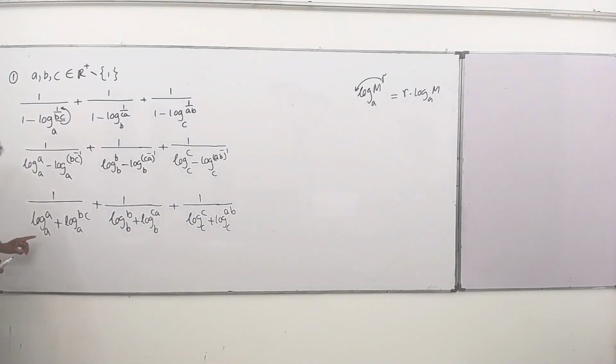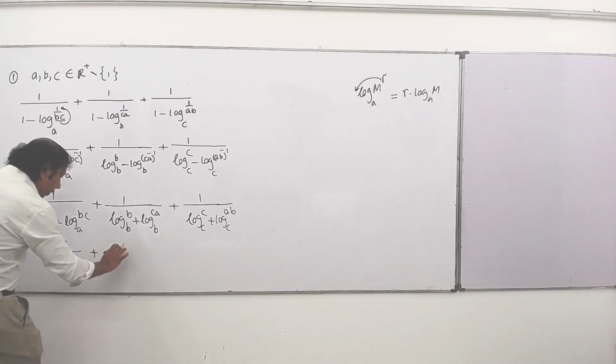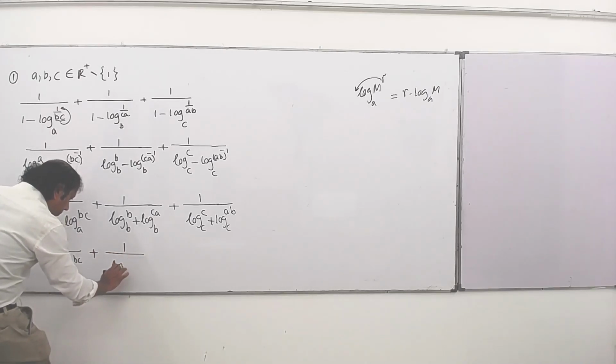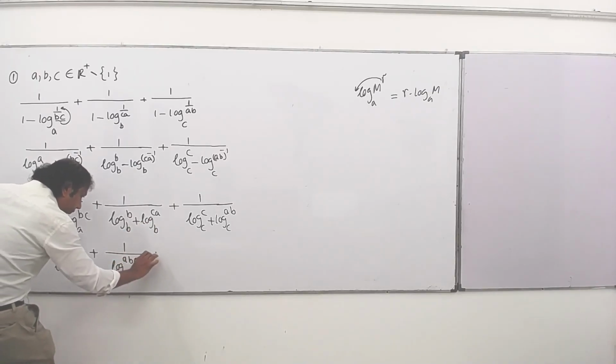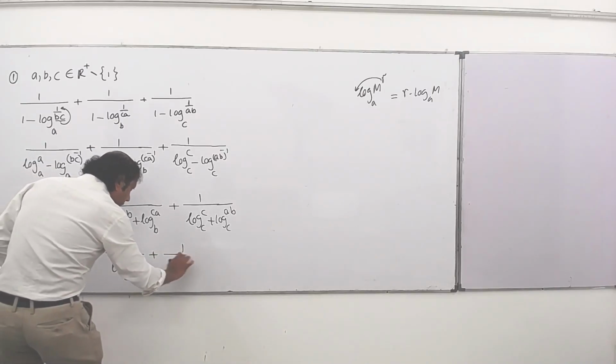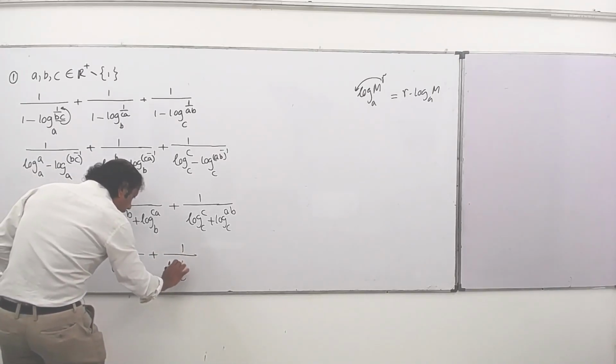But next line, since here we have the same bases of log and logs being added, then we can write this one how? Multiplying these numbers under log base a. Then I can write it 1 over log base a of the ABC product here. Here also the same thing, I can write log base b of the ABC product. We get 1 over log base c of the ABC product.